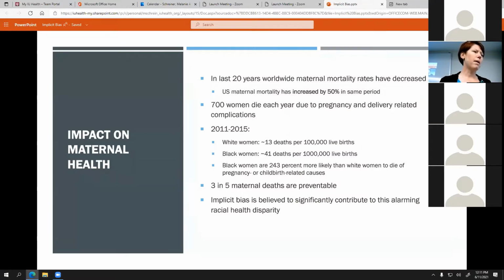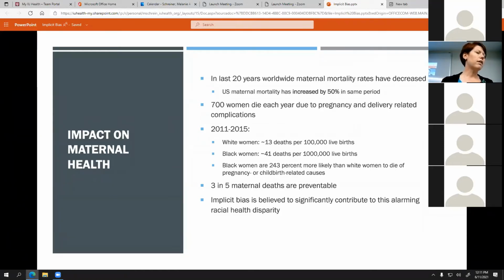So how does this impact maternal health? We do know that maternal mortality rates, as Beth showcased in OB-Ed last month, have decreased worldwide, but in the US, our maternal mortality has increased by 50% in that same period. And we know that 700 women die each year due to pregnancy and delivery-related complications.